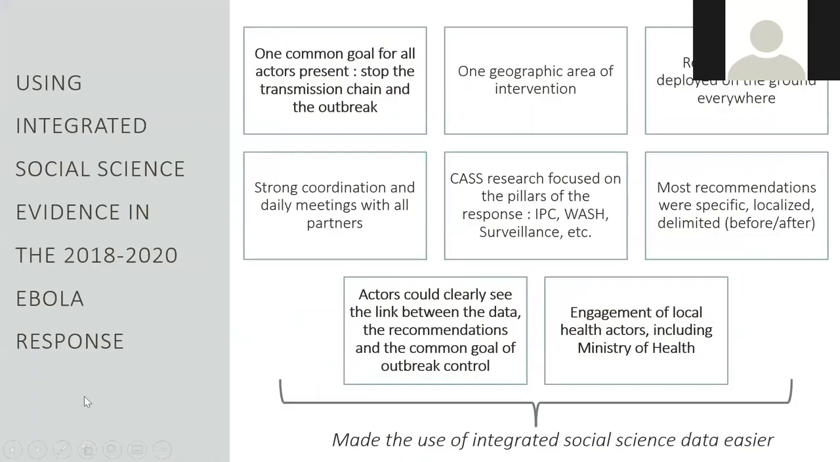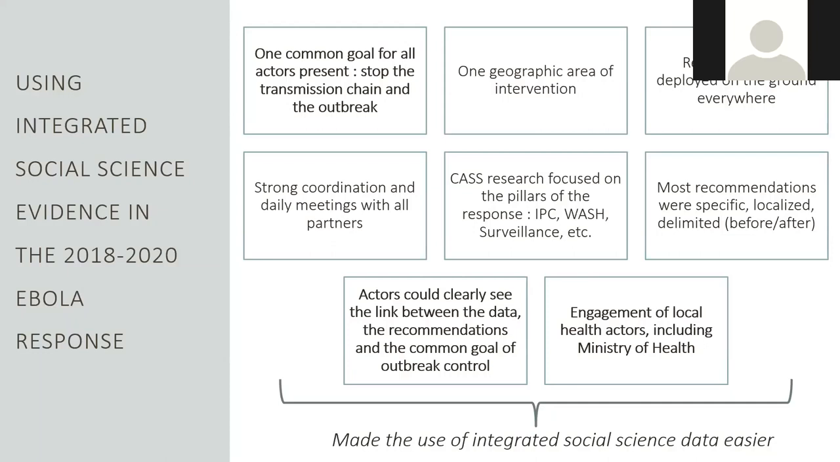So as I said, I'm going to talk to you about the use of integrated social science evidence in the Ebola response and the COVID response, trying to draw from our experience to explain what could be the challenges and ways to ensure that the data is actually being used. It's one of our main objectives at CAS to always make sure that the data is actually being used, because otherwise we know that there's already a lot of data available, so why collect more? And we would rather make sure that the things that we have are actually already being used.